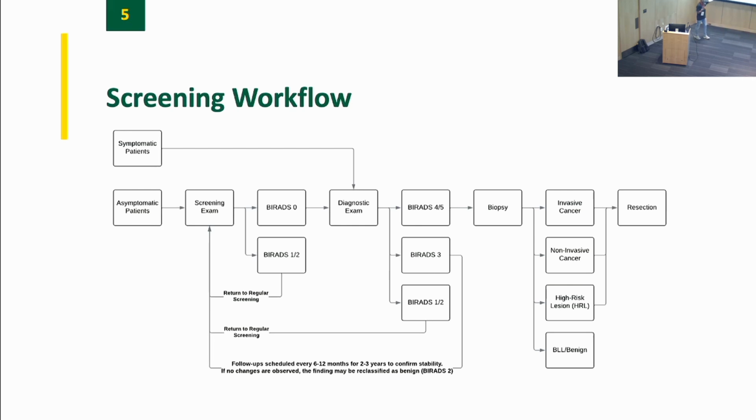So if you start with 1,000 screeners, 900 are negative, 100 go to diagnostic, 60 of those still are negative after that. Of the 40, about 30 or so get biopsied, and of the 30 that get biopsied, 10 of them have cancer. So 1,000 women screened, 10 cancers detected on a good day, right? So a lot of data imbalance.